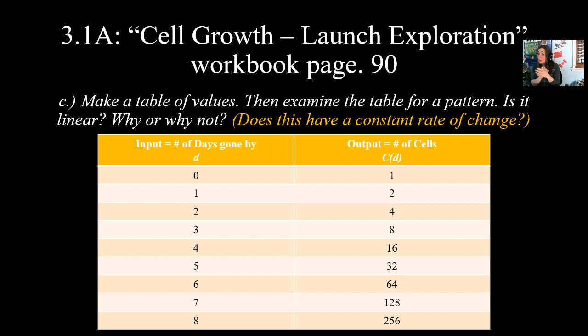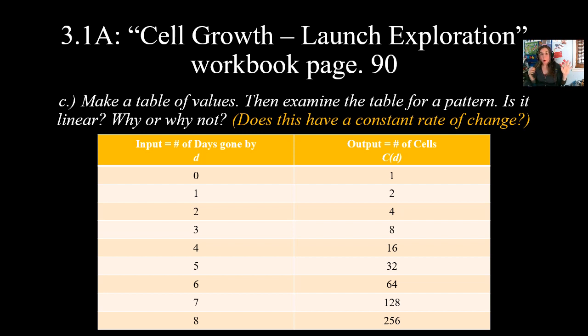Well, this question is asking us to do the same thing. It's asking us to make a table of values, look at what's happening from one input to the next and what's happening from one output to the next, and determining if there is that constant rate of change. So the first thing we have to do is make a table. And we're going to do that using our input, our independent variable that we just defined in letter B, the slide above, and using our dependent variable, our output that we just defined.